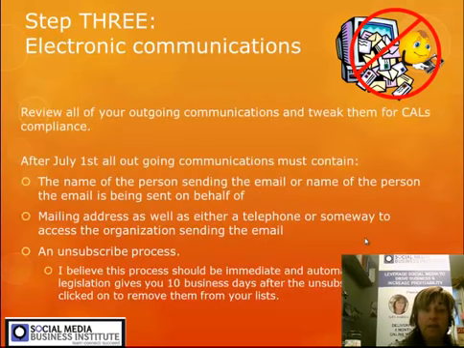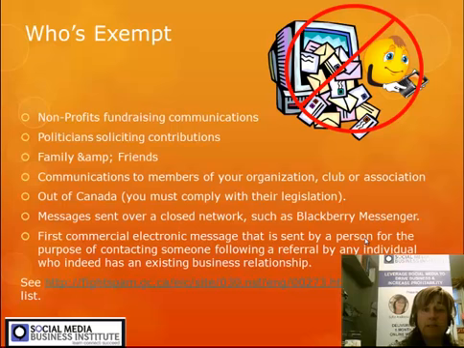And then I already talked about this, but I want to share with you quickly who's exempt. Non-for-profits are exempt when you are asking for money. So you're not exempt to try and get volunteers, and you're not exempt when you're trying to tell them about other things. But if you're actually asking for money, non-for-profits are exempt. Politicians are exempt when they're soliciting contributions through their political campaign.